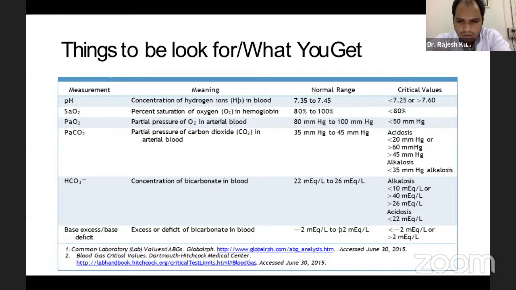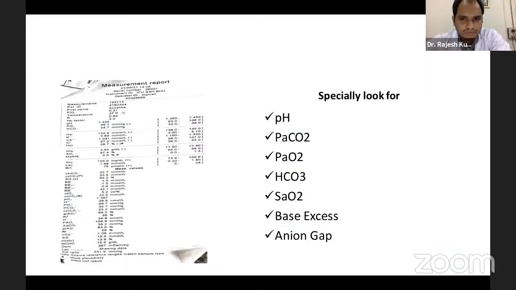Means 24 plus minus 2, the simple formula. And base excess, or it can be base deficit, both. The value is in minus or in plus. So minus 2 to plus 2 milliequivalent is the normal value.